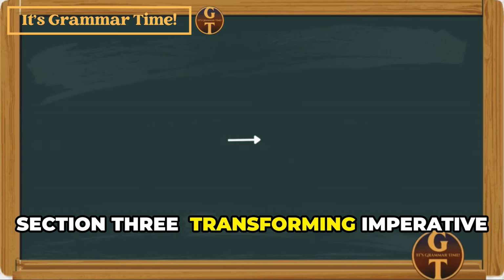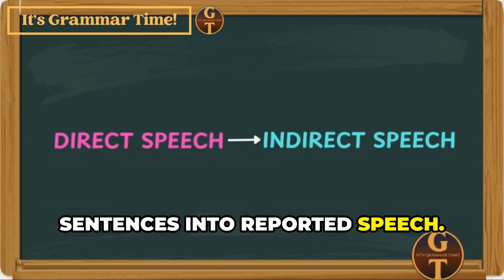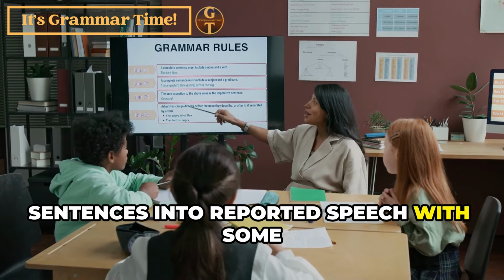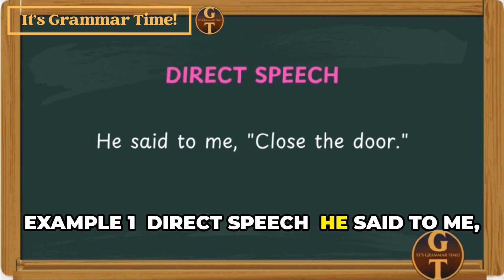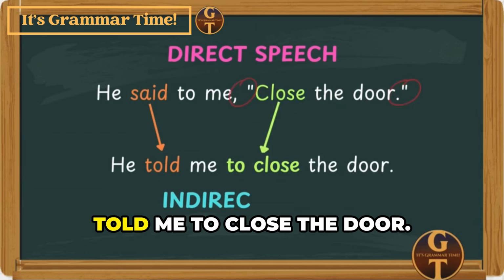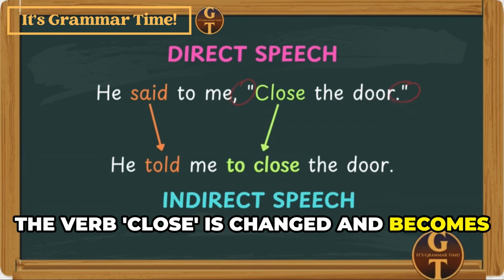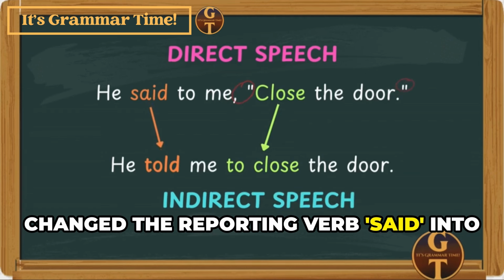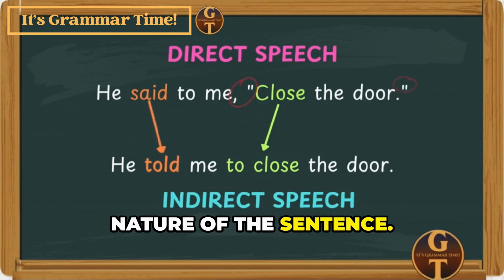Section 3. Transforming imperative sentences into reported speech. Let's learn how to change imperative sentences into reported speech with some nice examples. Example 1. Direct speech. He said to me, "Close the door." Reported speech. He told me to close the door. Here, the verb close is changed and becomes to close to maintain coherence, and we changed the reporting verb said into told to keep up with the imperative nature of the sentence.